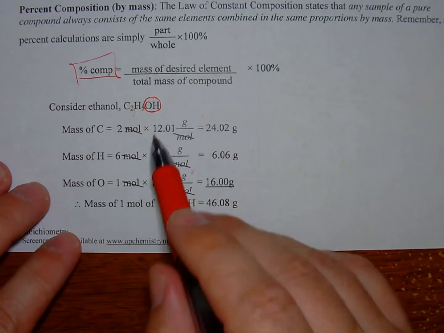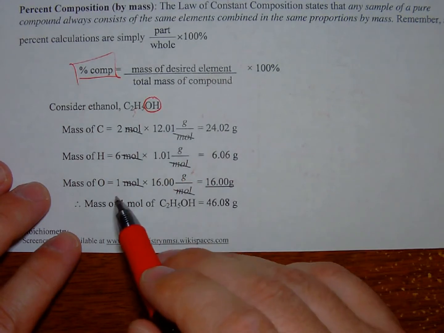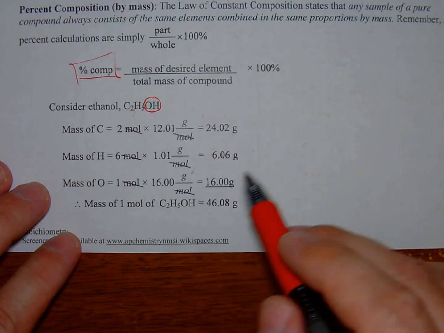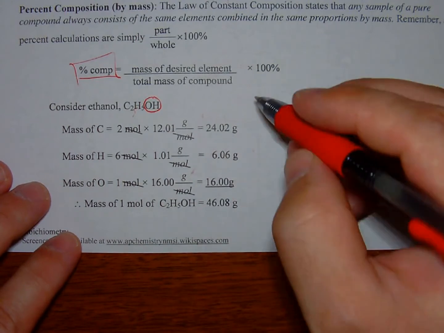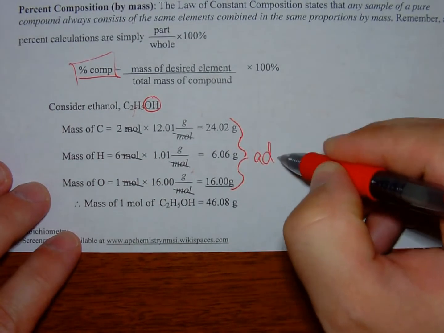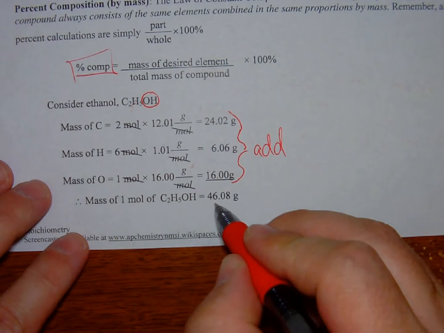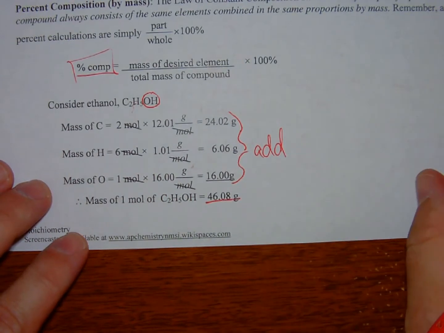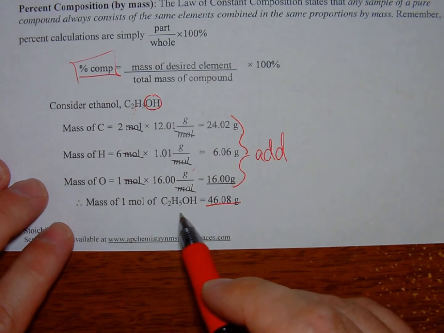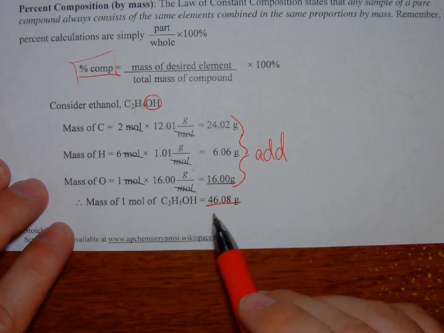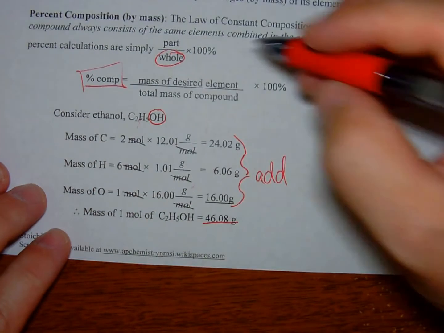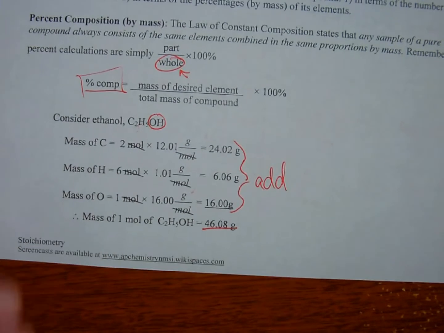Lastly, for oxygen, there's only 1 mole of oxygen for every mole of ethanol. And so I'll multiply that 1 mole by the molar mass of oxygen, 16. Now I'll take these 3 values and I'll add them together to get 46.08 grams. And so the mass of 1 mole of ethanol is 46.08. Why is that important? Because that's my number I'm going to stick right there.